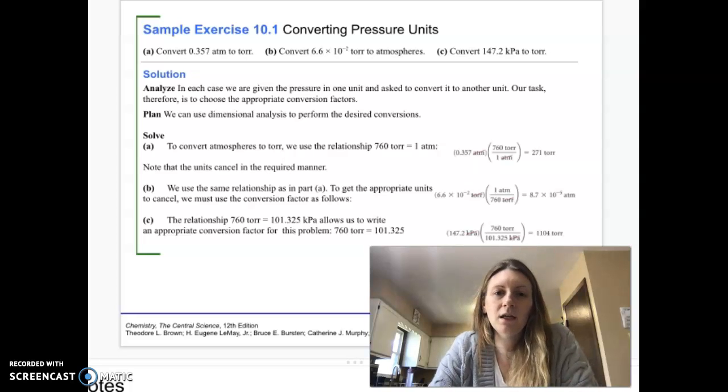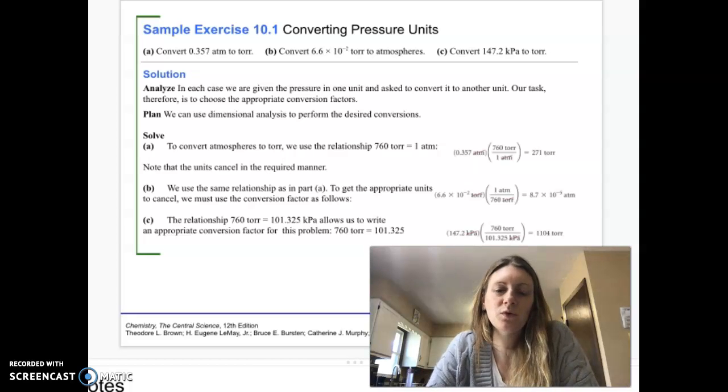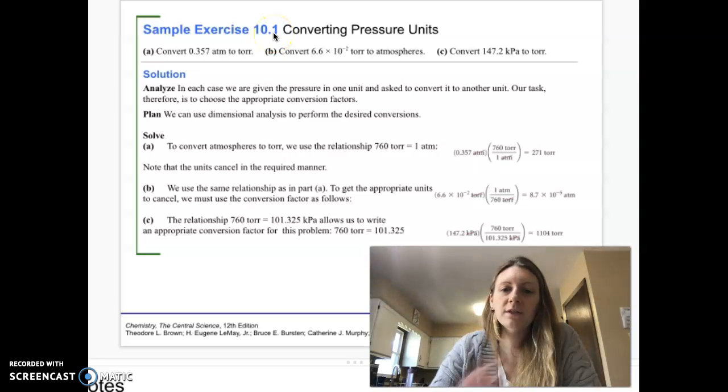Hey guys, these are the example problems that go along with chapter 10. For this first lecture, we are going to be doing examples 1, 2, and 3. So for example 10.1, all you're doing is converting units of pressure.